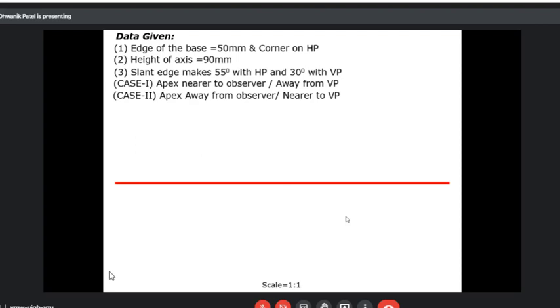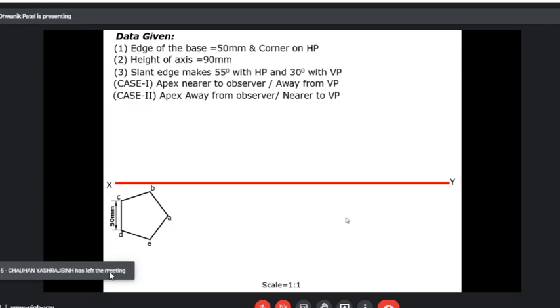Now, what will you do in our first step? The pentagonal pyramid is resting on the HP plane on one of its corners, so we will use method 1 here. You will draw the true shape of the base below the XY line. How will you draw the true shape of the base? You will draw it in such a way that a corner is on the right hand side. So here I will draw a pentagon shape in such a way that its corner is on the right hand side. Then we will label the points A, B, C, D. Here I will label the points in the clockwise direction. You can label the points either clockwise or anti-clockwise, it depends on you.